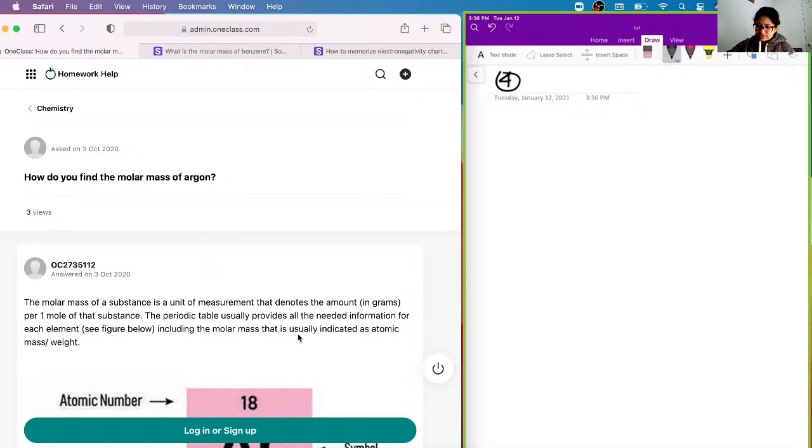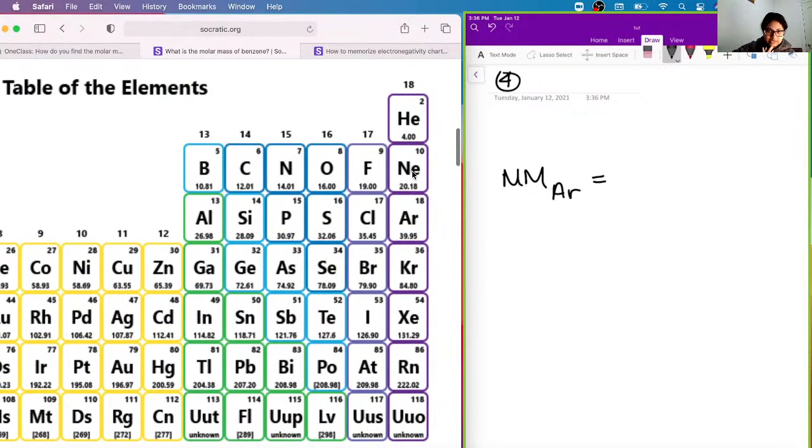Okay, so our next question says, how do you find the molar mass of argon? So molar mass, I'm denoting as capital M. Argon is written symbolically as Ar, uppercase A, lowercase r. And to find the molar mass, since argon is an element, this is actually given in your periodic table. If you look at argon here, it's a noble gas. So it has a molar mass of 39.95.